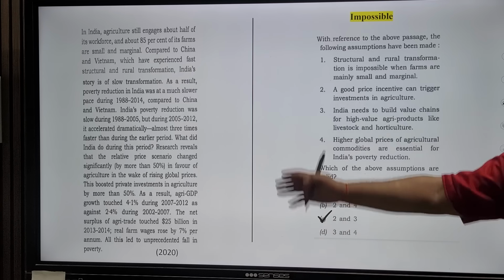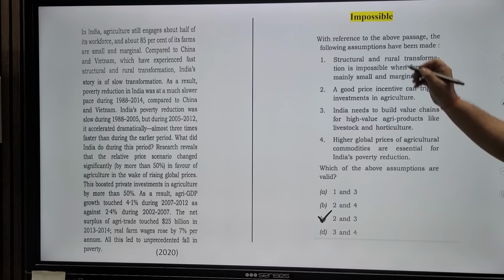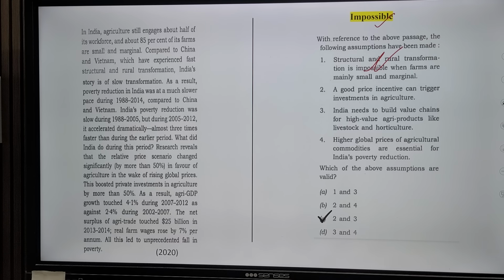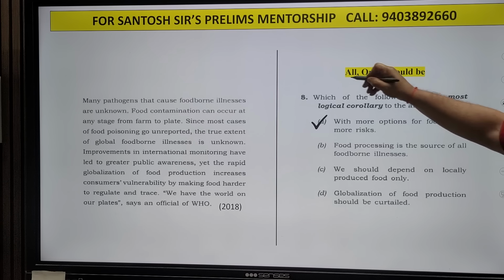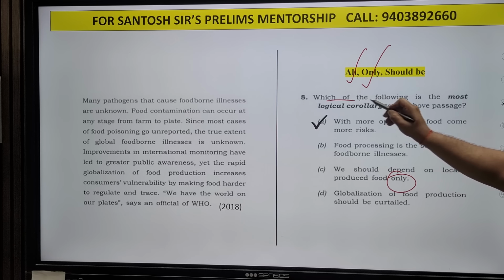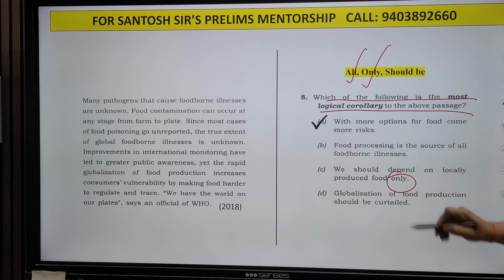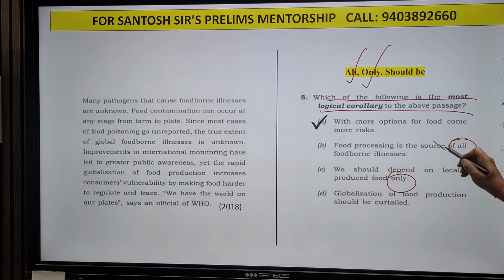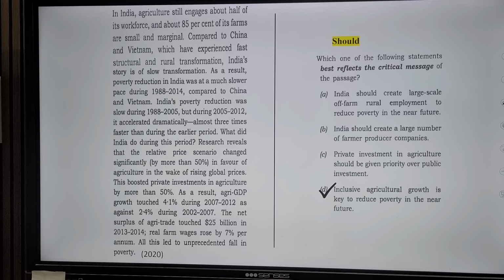Again, guys, you see here, this is again a passage. Again, you can see the word impossible. Whenever you come across the word impossible, you can eliminate that. Impossible, essential. These are extreme words. You can see essential. Next, all, only. You can see here the word only. Which of the following is the most logical corollary? Only. All. Are you getting it, guys? So this is how you can eliminate most of the options.